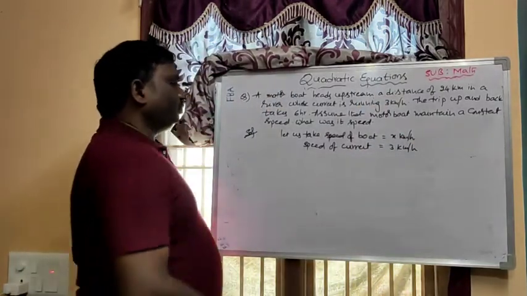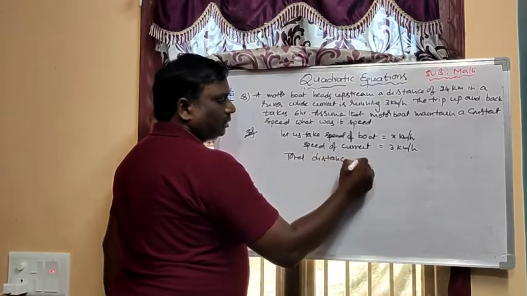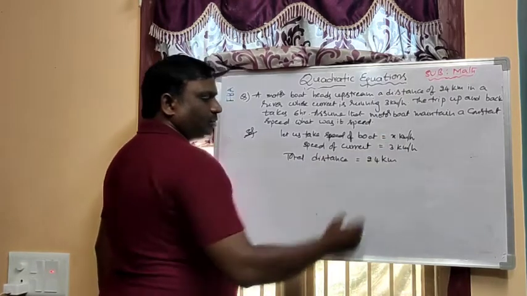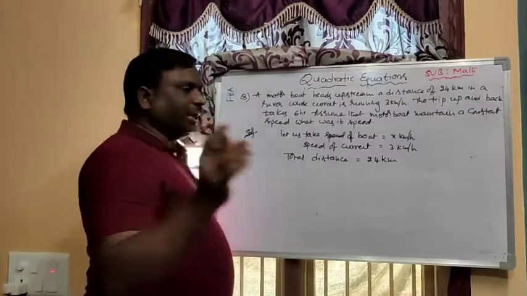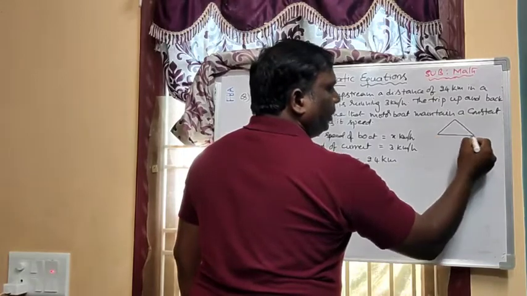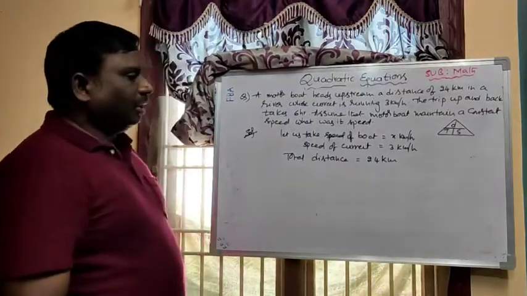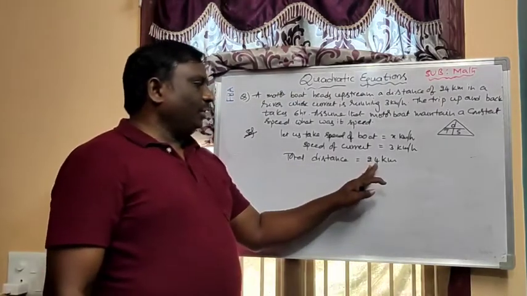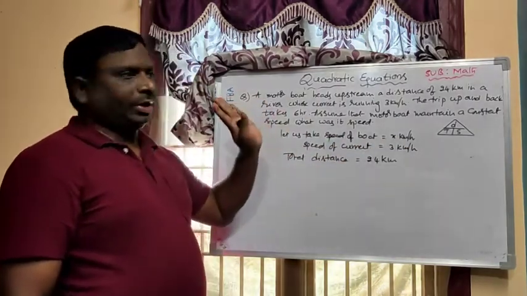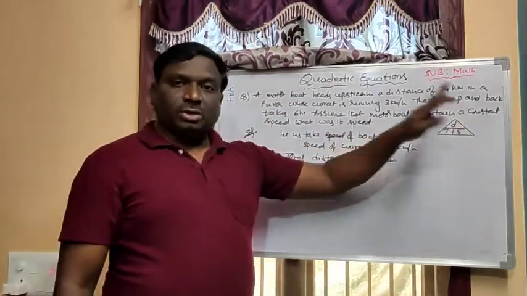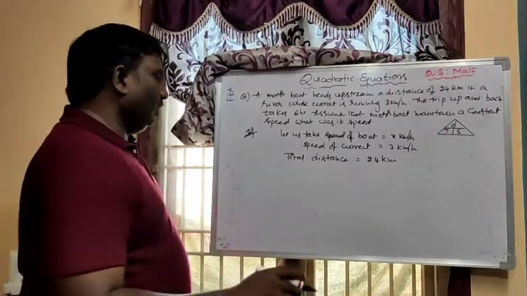Okay. Now, total distance is equal to 24 kilometers. Already I explained in the previous session that the relation between distance, time and speed is DTS. Distance is 24 and speed of the water is 3 kilometer per hour. Speed of the boat is x kilometer per hour. And they gave here that the motorboat maintains a constant speed, that means uniform speed.